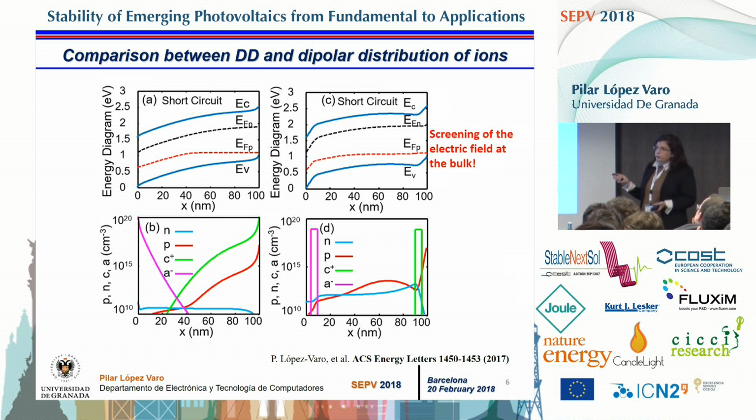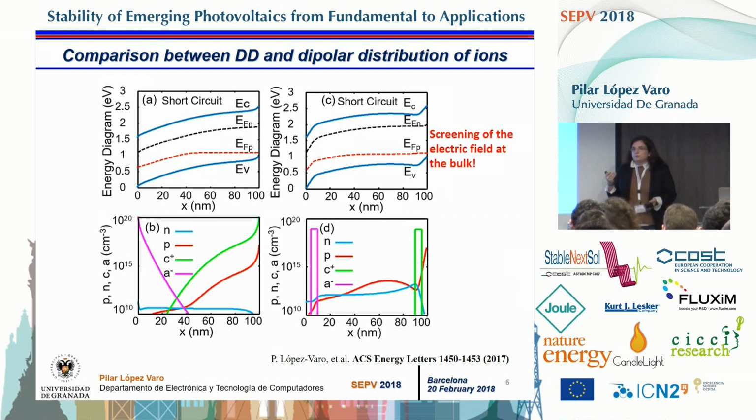Then here I show you a comparison between considering the diffusion or the dipolar distribution of ions. This is for the case of the diffusion equations, and this is for the case of the dipolar distribution of ions. You can observe that there is a difference between both cases. In this case, there is a strong screening of the electric field at the bulk. And here in this case, the electric field is not zero in the whole device.